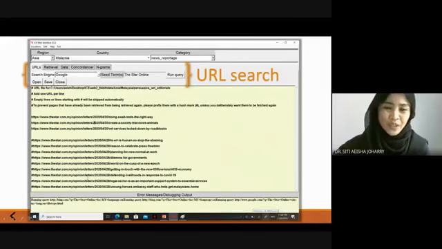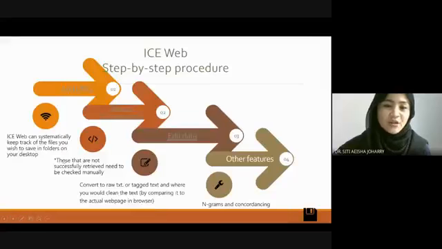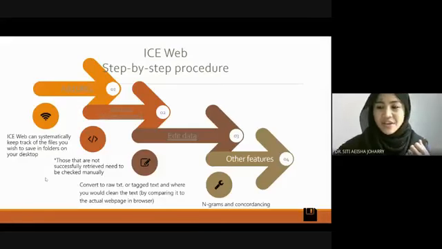So this is what it would look like, and then the automatic retrieval will be updated under here. I just want to show you the error messages, right? Those that are not successfully retrieved need to be checked manually. This is something that sometimes occurs because of the coding.